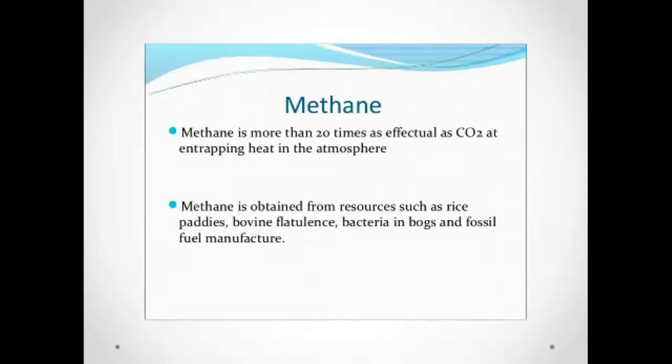Methane is more than 20 times as effectual as CO2 at interacting heat in the atmosphere. Methane is obtained from resources such as rice paddies, bovine flatulence, bacteria in bugs, and fossil fuel manufacture.